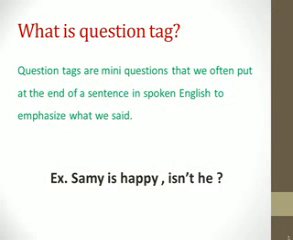What is a question tag? Question tags are mini questions that we often put at the end of a sentence in spoken English to emphasize what we said. For example, Sammy is happy, isn't he? In this sentence, isn't he is used as a mini question at the end of the sentence to check or emphasize that Sammy is happy or not.